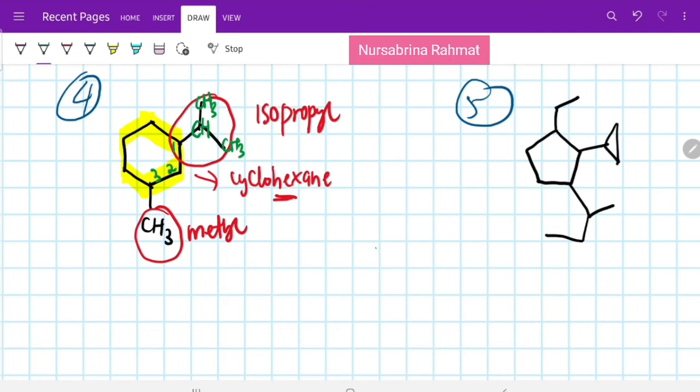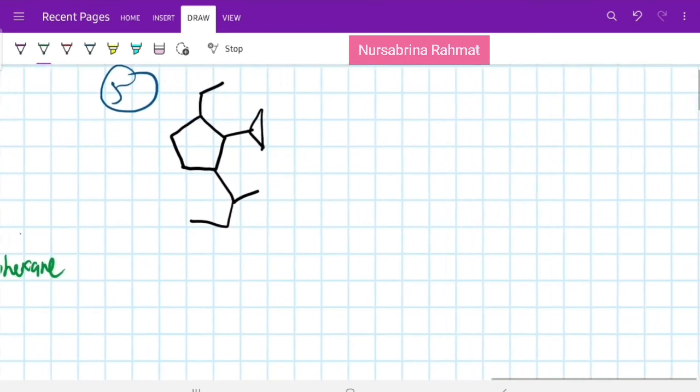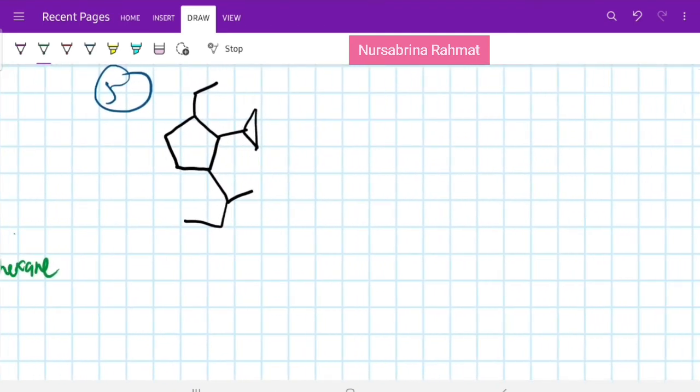So this compound has the name of 1-isopropyl-3-methylcyclohexane. Isopropyl is I and methyl is M. According to alphabetical order, I comes first, then M. Therefore, it's 1-isopropyl-3-methylcyclohexane. Let's move on to the next question.